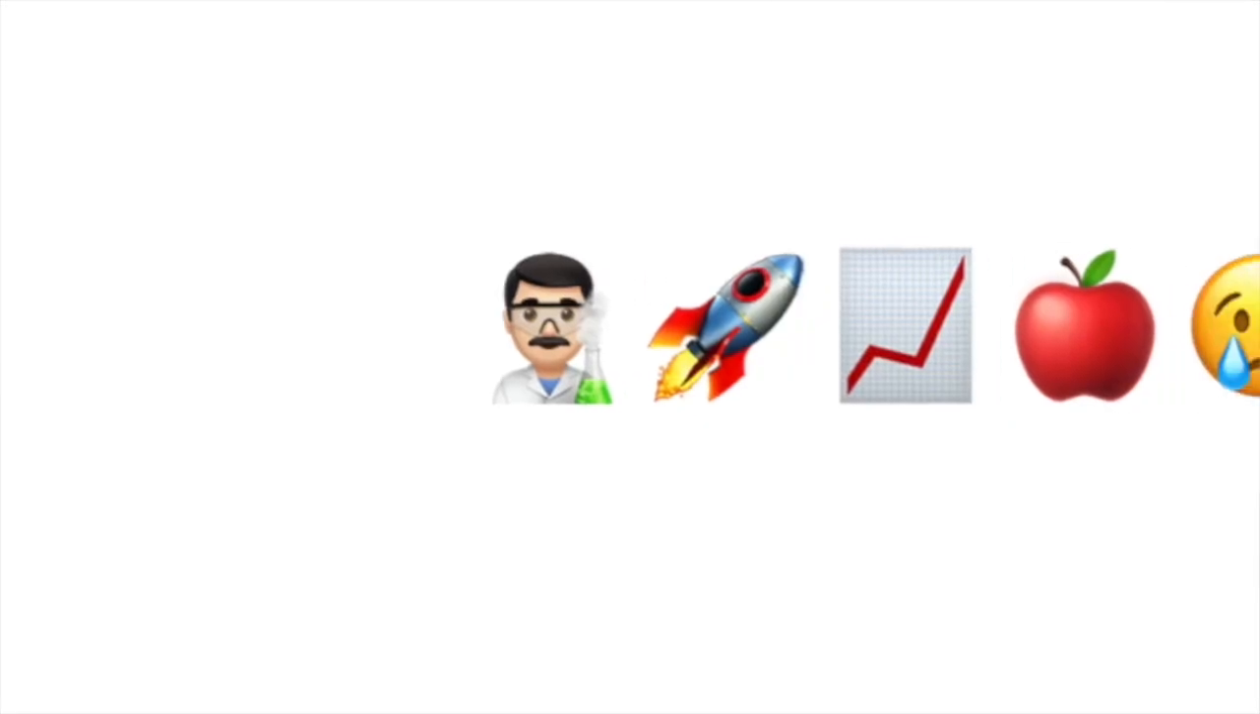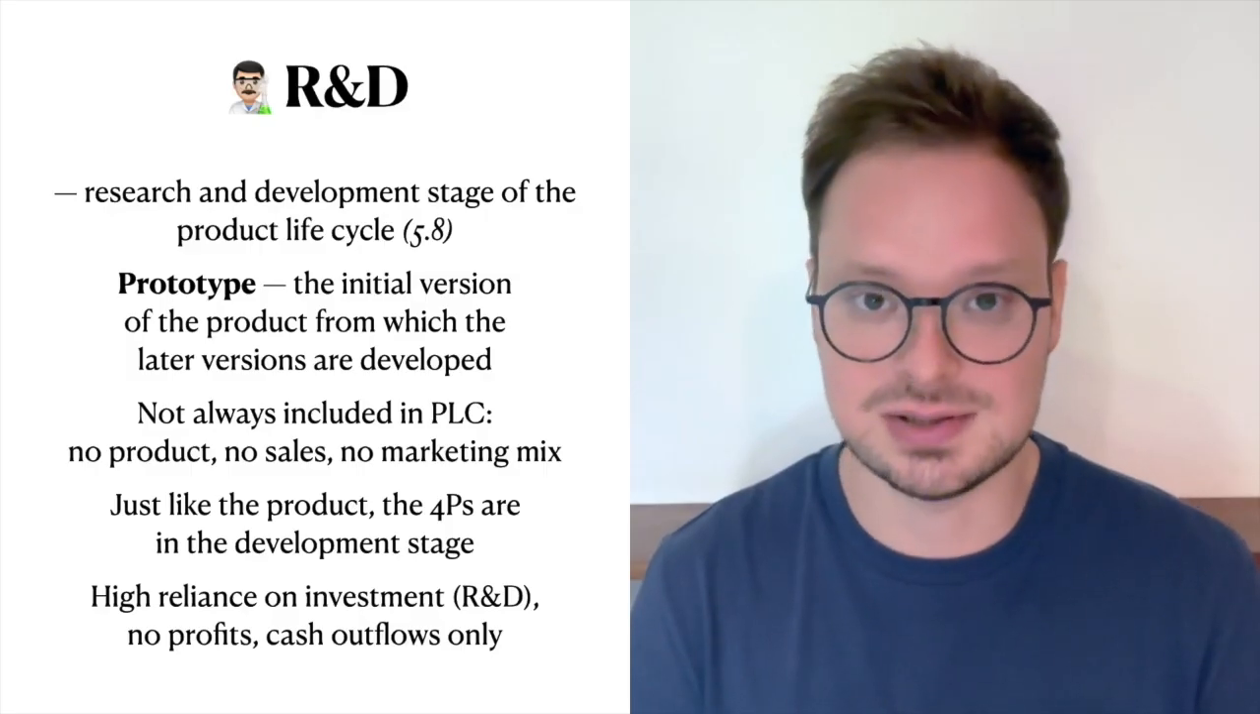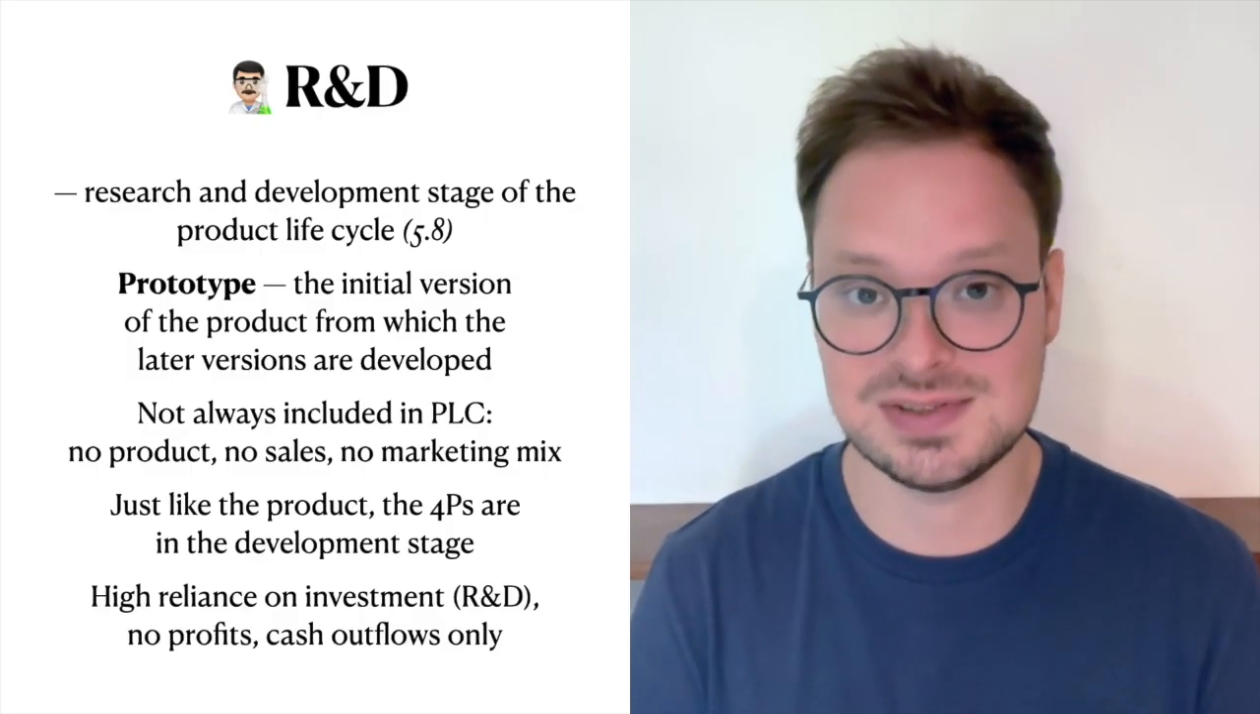Good luck! To make it easier for you to memorize the stages of the product life cycle, I'm going to use one emoji per stage of the product life cycle. R&D, launch, growth, maturity, decline. So the first stage is called R&D. This is the research and development stage of the product life cycle.